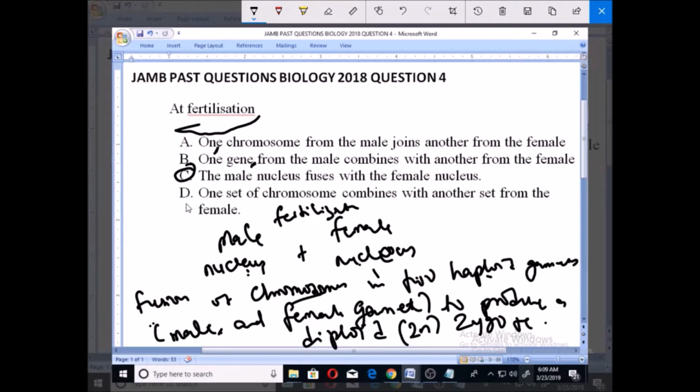Now this D says one set of chromosome combines with another set from female. One set of chromosome from where? Is it from male or female? So you can see that this statement is not complete. So D cannot be the answer, B cannot be, A cannot be, but option number C is the answer to the problem. Thank you.